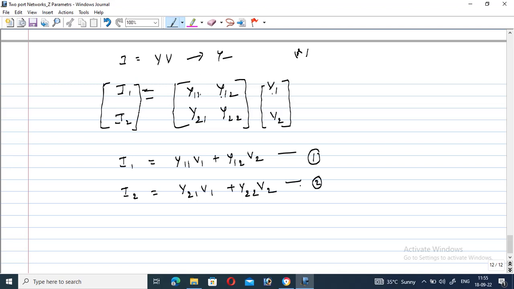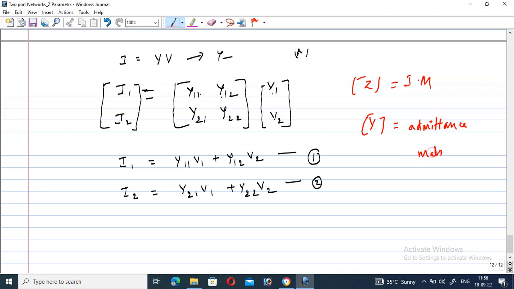Coming to this one, now we have to find out the value of Y11 and Y21. So you need to calculate the coefficients of Y11. Here this Y is generally called the admittance matrix. In the case of the Z parameters, Z is called the impedance matrix. And this is called the admittance matrix.